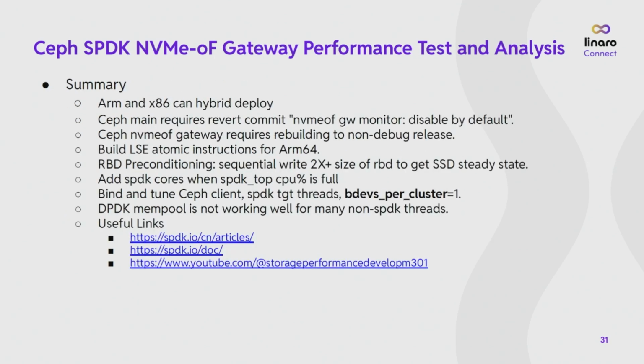Okay, this is the summary. Some key points we have mentioned in the previous slides. The first is that ARM and x86 can be deployed in a hybrid way. And to run the Ceph gateway properly, we need to revert the commit, this commit, yeah.